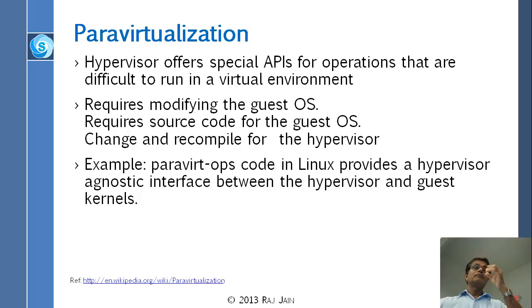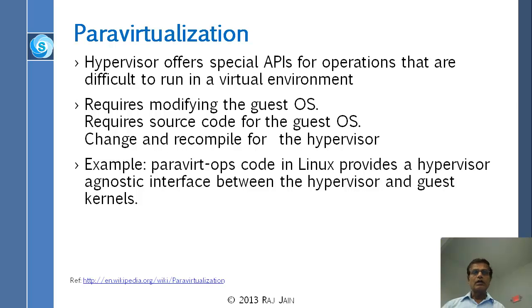So you cannot take a vanilla Windows and use para-virtualization, because it may not use those hypervisor features. But if you change your Windows, which most people will not, probably they will go for Linux or something. If you change your Linux to use those features, then your virtual machine will run much faster. So it requires modifying the guest OS, requires the source code for the guest OS, and so you change the code and you recompile it for the hypervisor. So for example, there is something in the Linux kernel which provides an interface for many hypervisors and guest kernels.